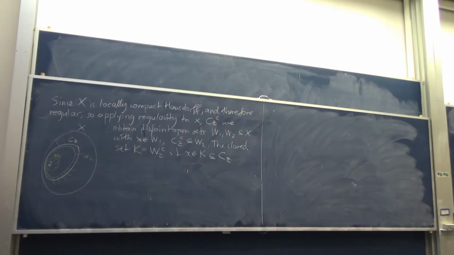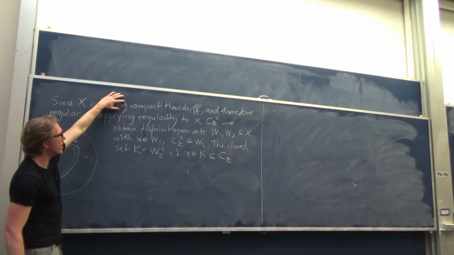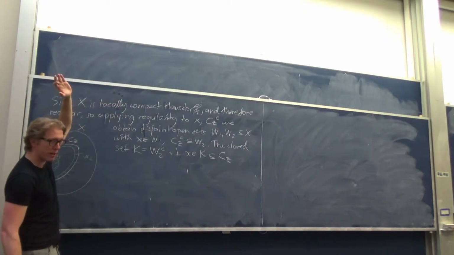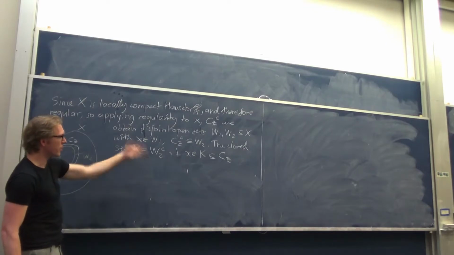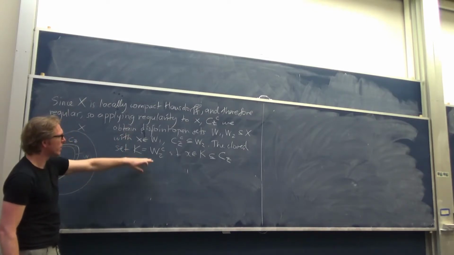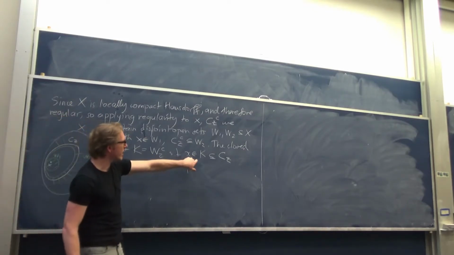Well, X is not in W2 because X is in W1, and W1 and W2 are disjoint. So X must be in the complement of W2, and I'm calling that K. The K wants to stand for compact. I don't know that, because in a compact Hausdorff space any closed subspace is compact, but it's only locally compact. So the K is suggestive. I'm going to shrink it in a minute to make it compact. But this is a compact set containing X.